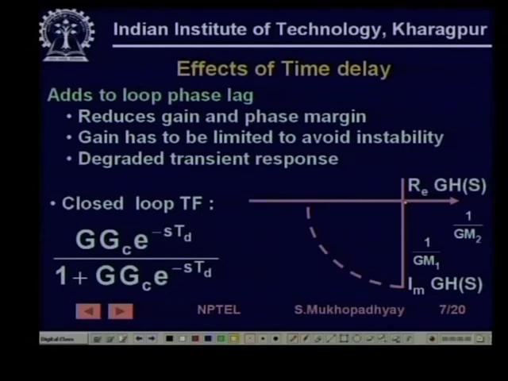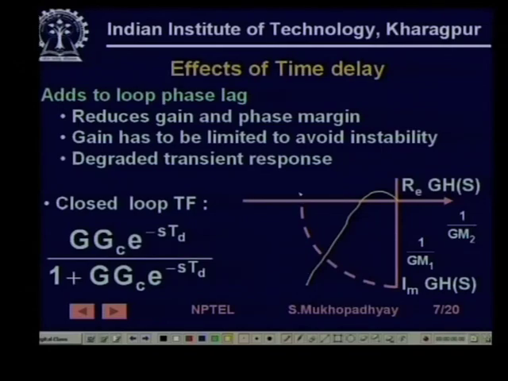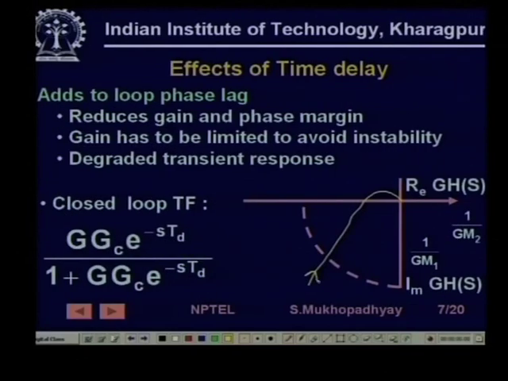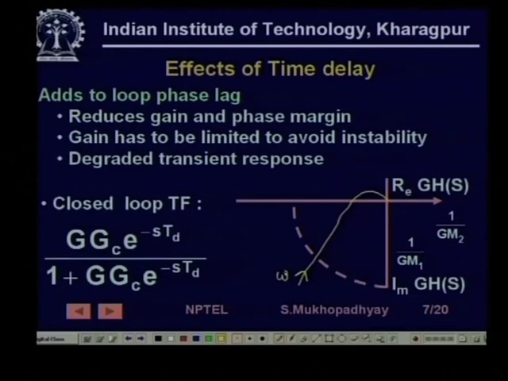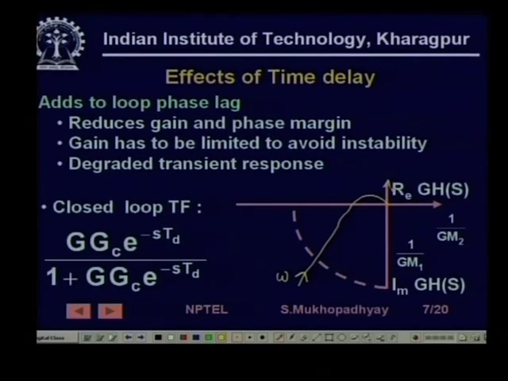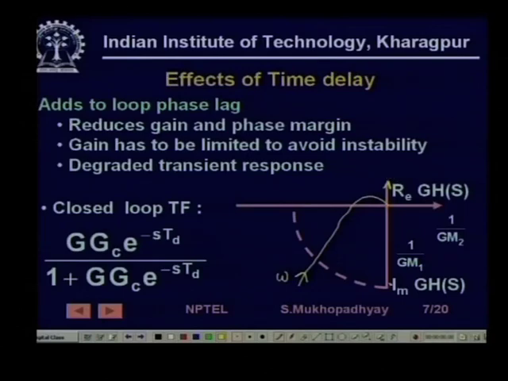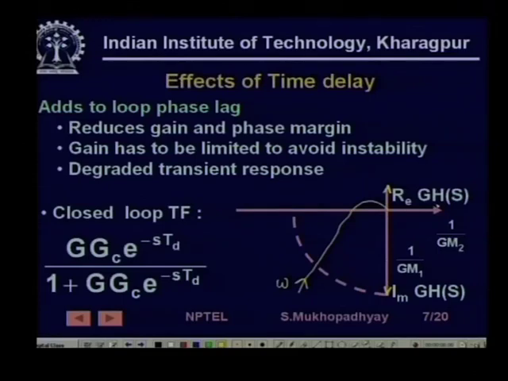Suppose the transfer function GGC has a Nyquist plot like this. In this direction, as we know, omega is increasing. So this is the increasing frequency direction. These are the two axes: this is the imaginary axis, and this is the real GH axis. So this is generally what is called the phase crossover frequency.